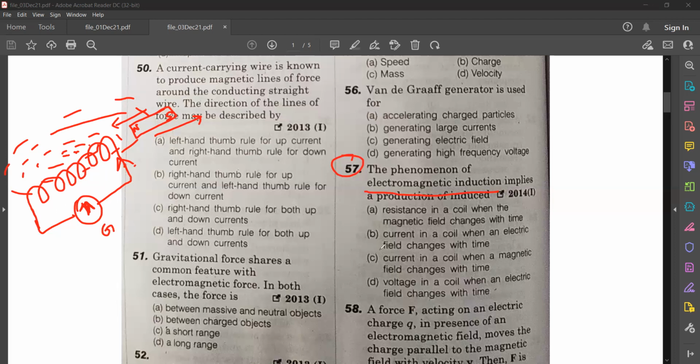So that is the production of a current in a coil when the magnetic field changes with time. So there is nothing to do with resistance in the case of electromagnetic induction. And we are not changing the electric field to get current. We are changing the magnetic field to get the current. So the answer is option C.